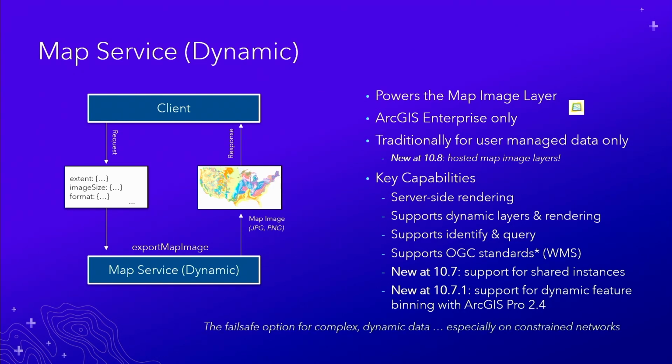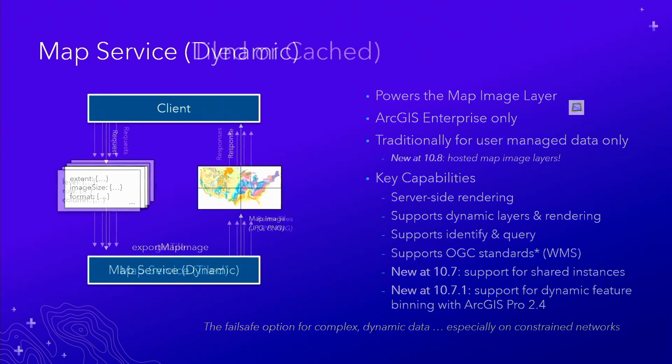So while the dynamic map service is in effect the oldest, it's been around for a while, it is still a fail-safe option, especially for complex data, often data that's changing very often, and is still king when it comes to working on very constrained networks where you need to render a lot of data, because you can reliably expect that image to never grow above a certain size.